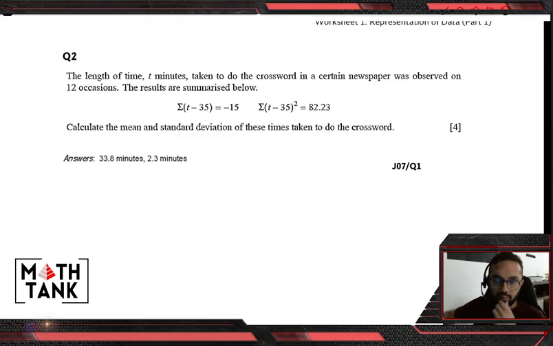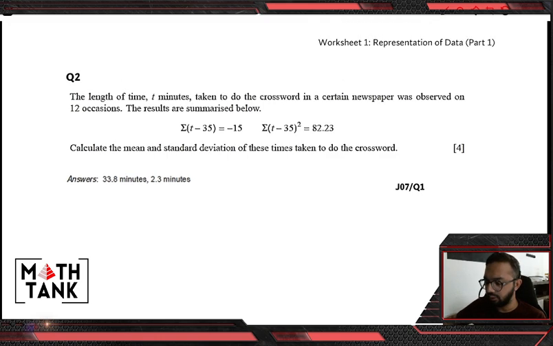Okay, welcome to another marathon series. Today's topic is basically a part of representation of data for S1. So, if you're giving your S1 exam, this marathon will be useful to you. A lot of people are actually confused about this topic.